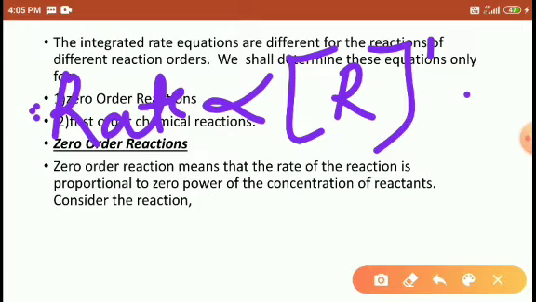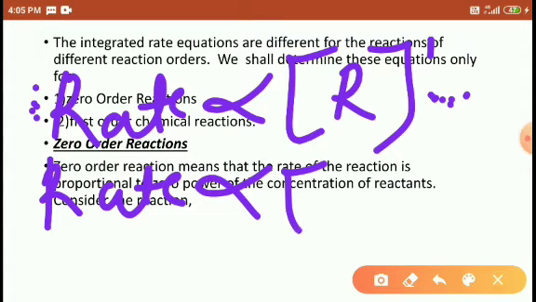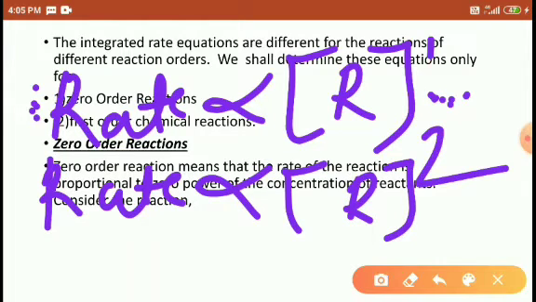If reactant concentration increases 20 times, the rate also increases 20 times. If reactant concentration increases 100 times, the rate also increases 100 times, right? But in this zero order of reaction, you increase the concentration to 1, then 2, but the rate remains 0 here. Rate remains 0. You increase the concentration to 1, here also 0.